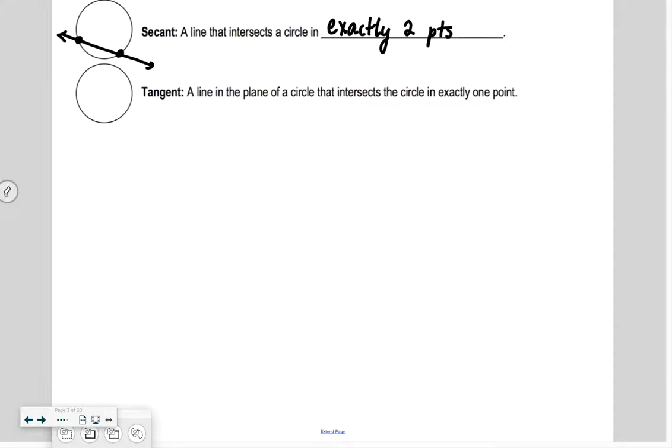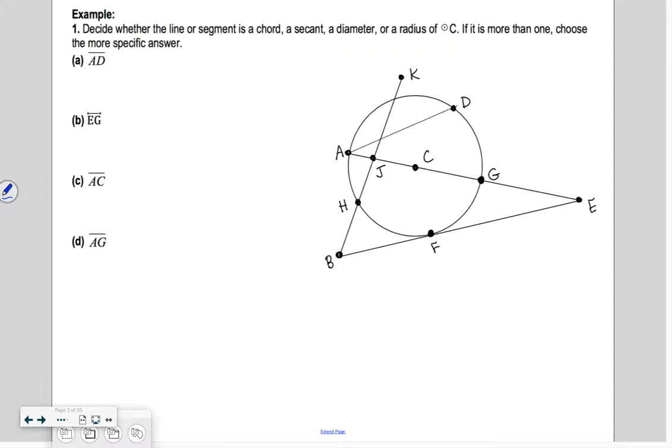Okay. And a tangent is kind of like that. It's a line as well, but it's going to intersect the circle in only 1 point. So it's a line in the plane of the circle that intersects the circle in exactly 1 point. This is cheesy, but I always say a secant slices. So it slices through the circle, and a tangent touches. Do you understand what I mean by that? Yeah. Okay, so a secant is the one that slices through the circle. A tangent is the one that just touches the circle at a single point.